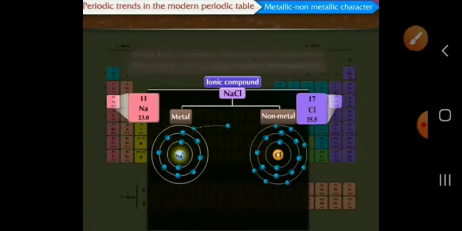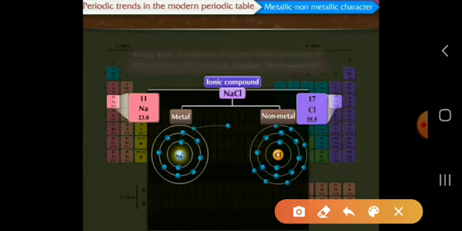Let us see here, children. This is the third variation, that is according to the metallic and non-metallic character. Here you can see, children, this 1 electron is given out, and sodium is a metal, while chlorine is a non-metal. So sodium gives 1 electron, so it becomes a cation, and its valency will be plus 1, while chlorine's valency will be minus 1.